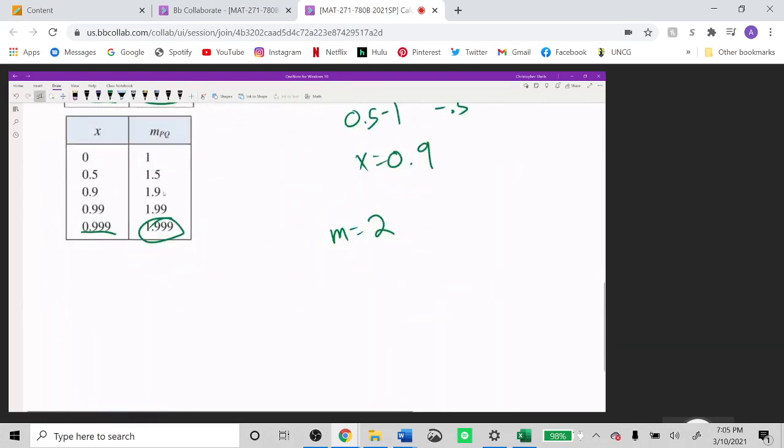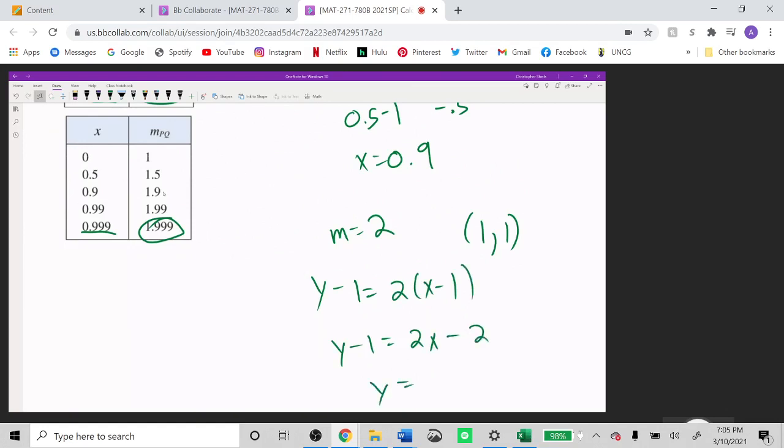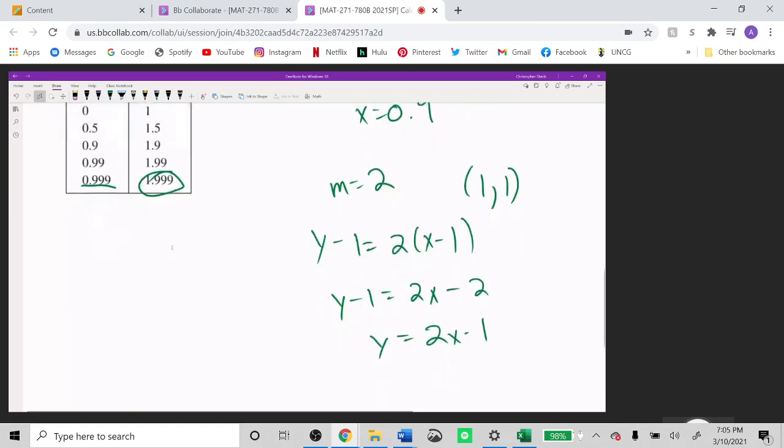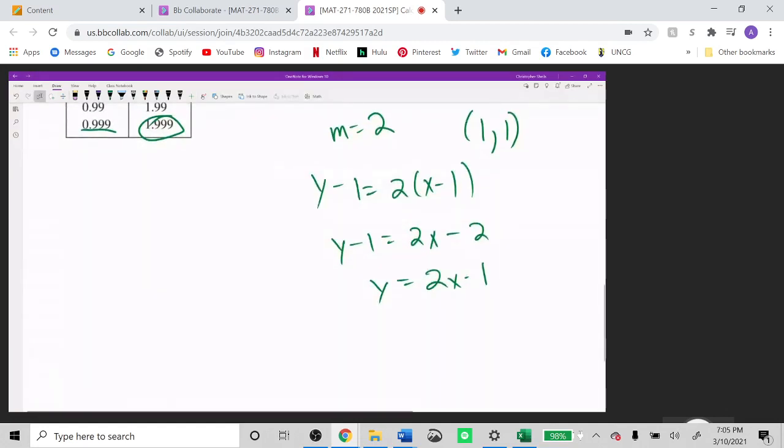If I know that m is 2 and I want this line to pass through the point (1, 1), I can plug this into point-slope form. y minus 1 is equal to 2 times (x minus 1). Oh, I didn't close my parentheses. Adding 1 to both sides, I get that y is 2x minus 1. And this is the equation of this tangent line. Does this make sense?